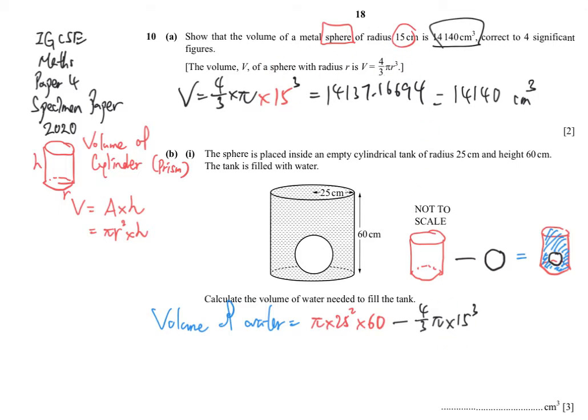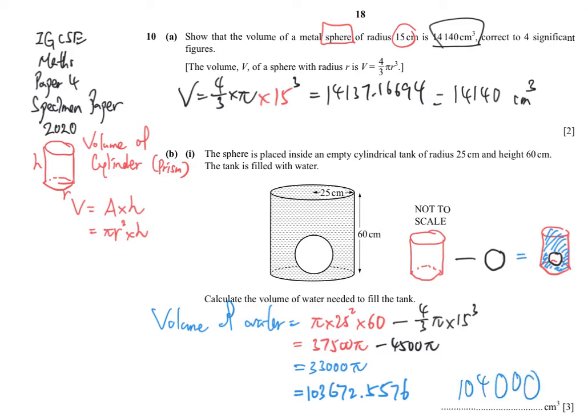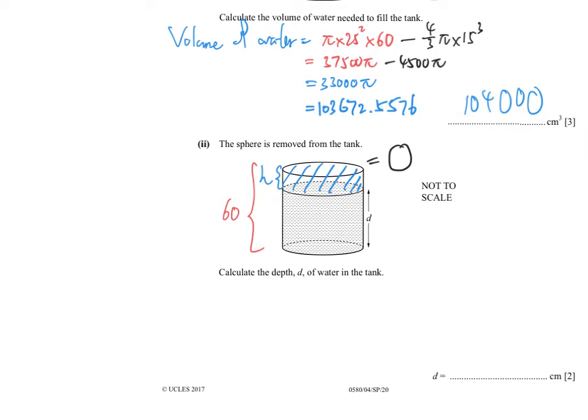For me, I will just reduce them into something. Before I multiply by pi, I will make it into how many pi minus how many pi, and then how many pi's in total. Then you will get 33,000 pi, and then you use the calculator, you will get this figure, and then correct to 3 significant figures, you will get 104,000 cm cubed.